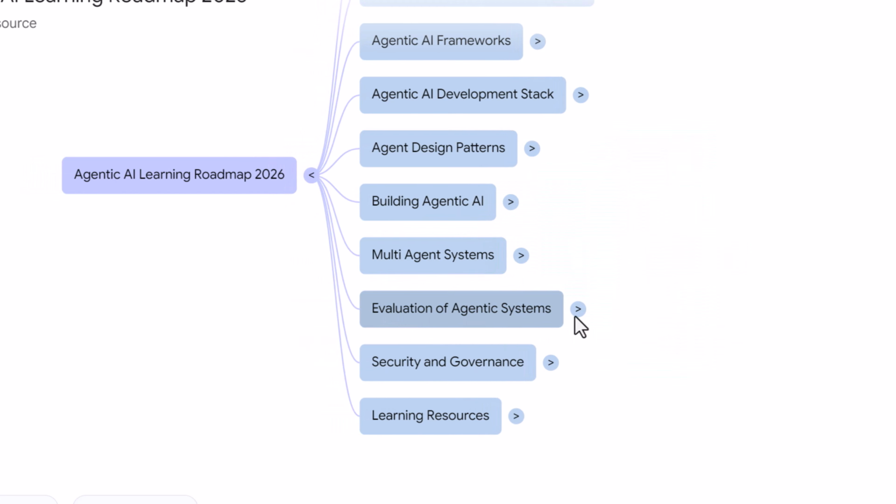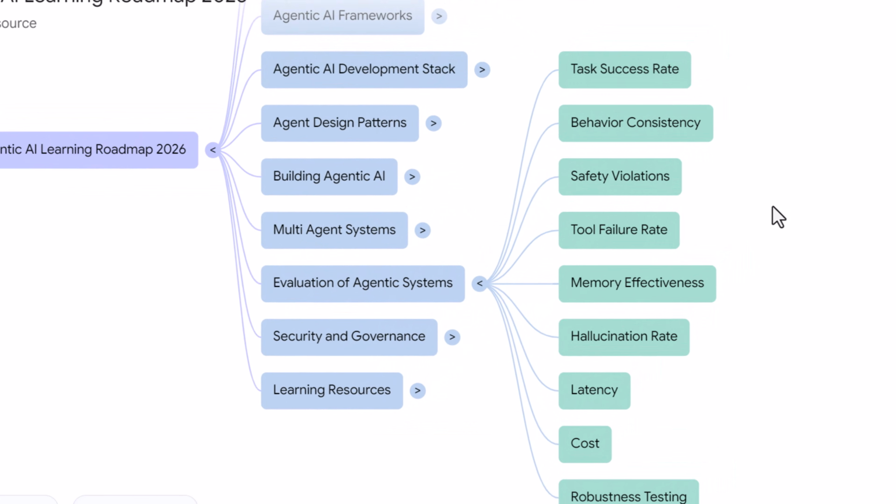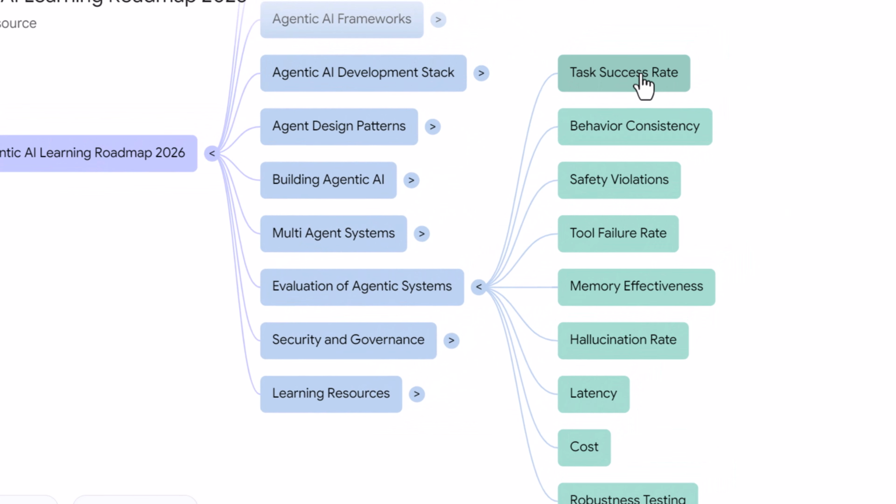Next, we evaluate agentic systems. We measure task success rate to see if the agent completes objectives. Behavior consistency ensures the agent behaves predictably. Safety violations detect harmful or unwanted behavior. Tool failure rate checks whether external tools are succeeding. Memory effectiveness measures how well the agent recalls important information.